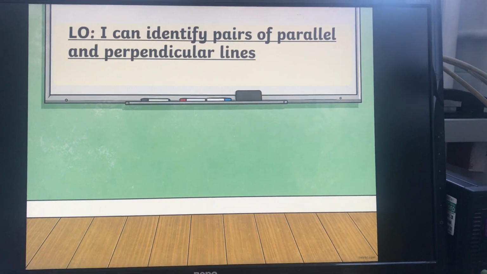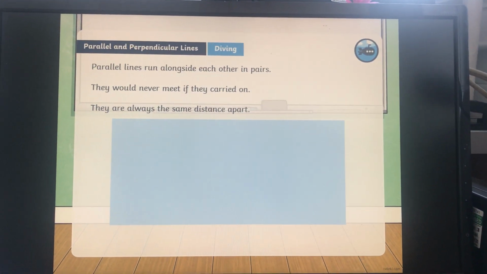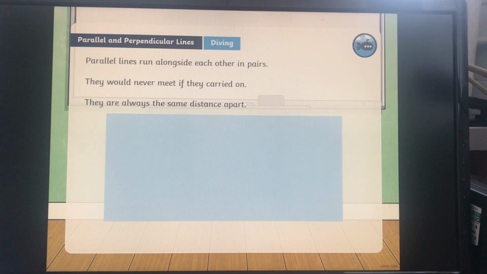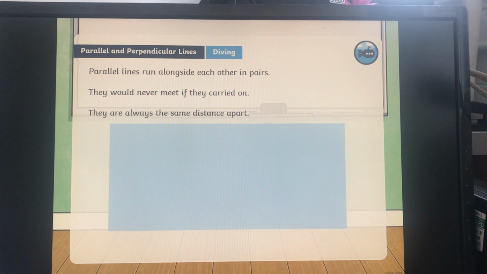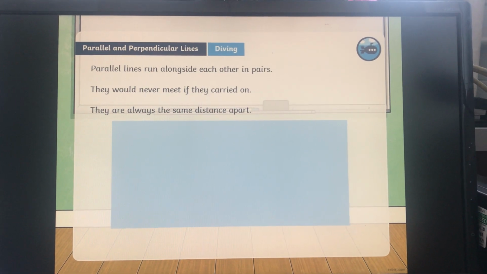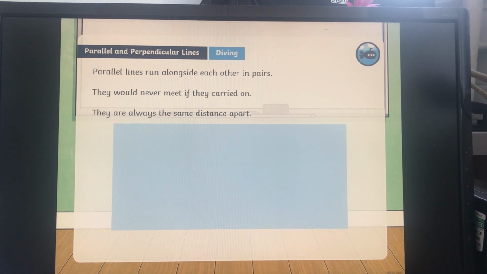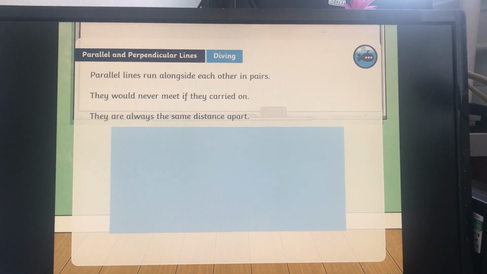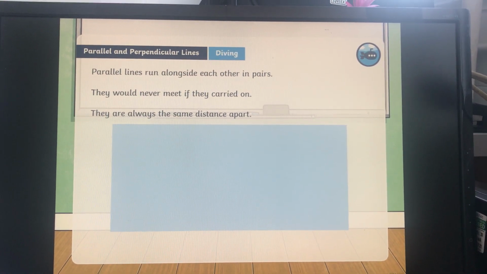Two really good mathematical vocabulary words there to focus on. So parallel lines, first of all, these are lines that run alongside each other in pairs. If they carried on and on and on forever, they would never ever meet. They would never ever touch. They are always the same distance apart.